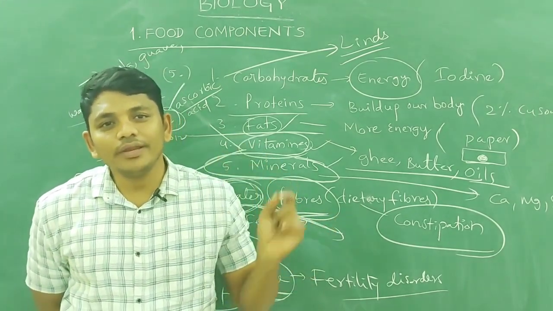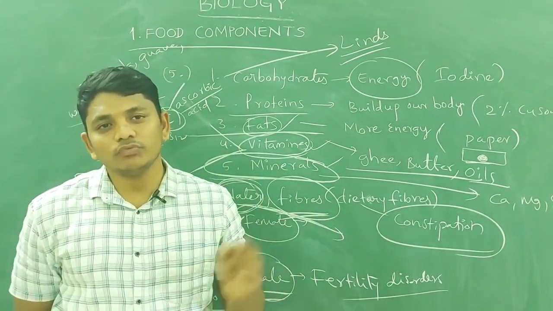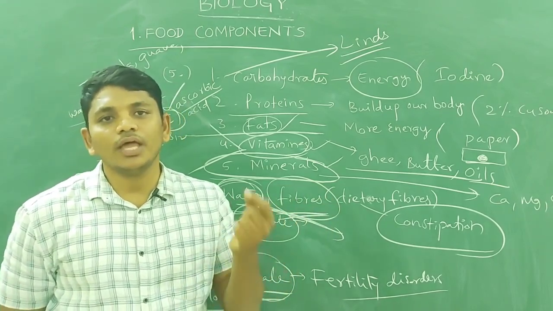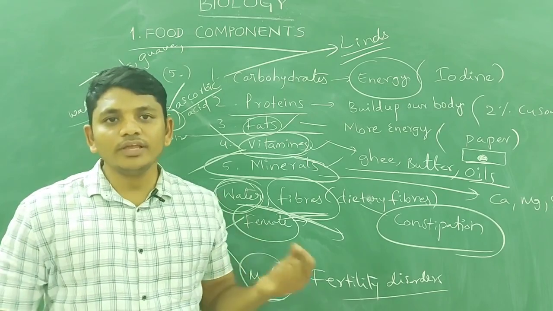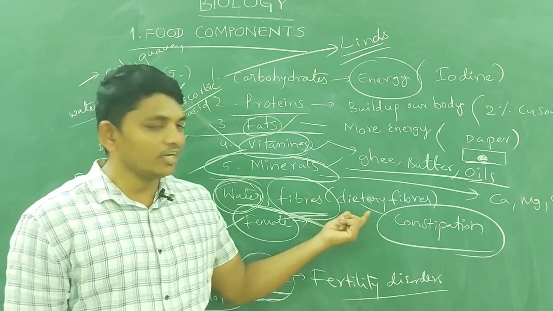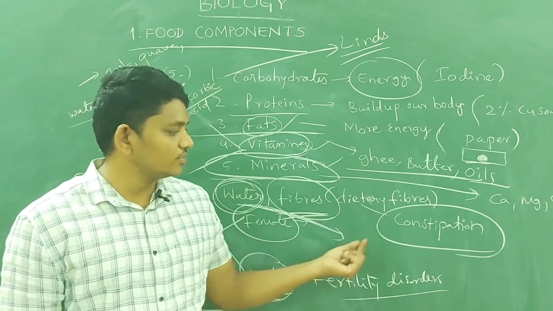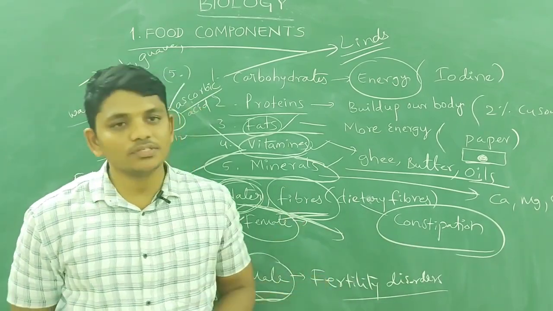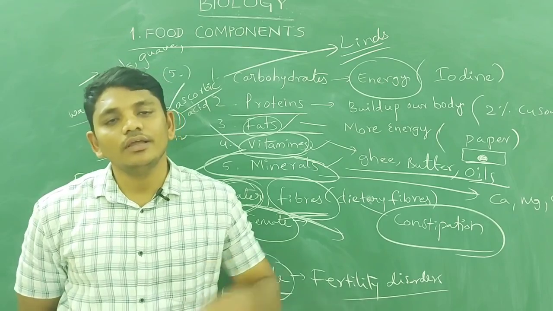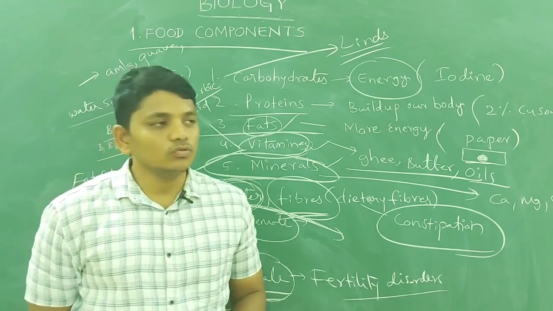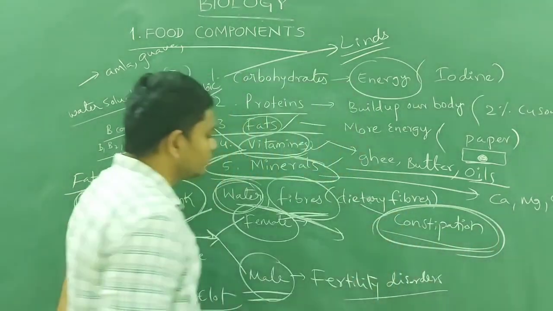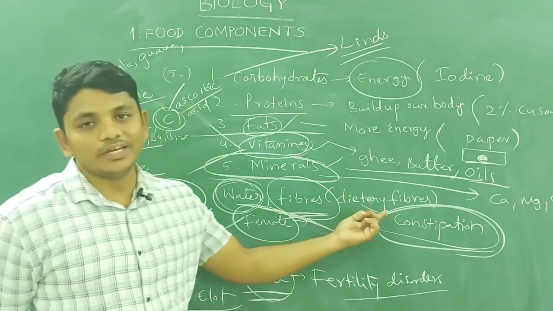So if we are eating any food materials, we have to add some amount of dietary fibers. It will give us better digestion. If there is no adequate quantity of dietary fibers in our food, we will face constipation. Okay, if we have constipation, the food may not be digested in our alimentary canal. So here, for better digestion, to avoid constipation, we have to take a good amount of dietary fibers.